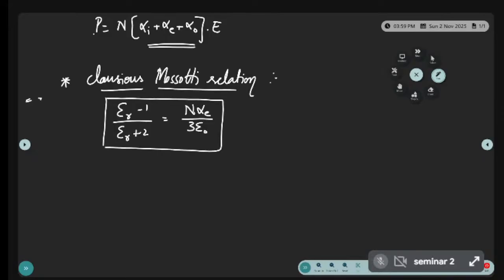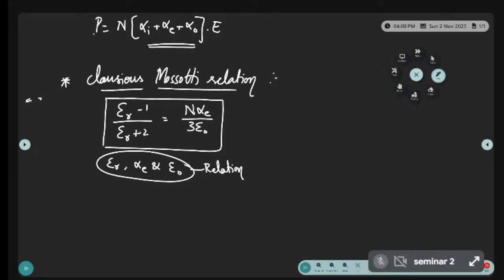So this question will be asked in three ways. First, derive the Clausius-Mossotti relation, a direct question. Second, he will give the title and ask you to derive. Third, write the relation between epsilon r, alpha e and epsilon naught. Derive the relation between epsilon r, alpha e, epsilon naught.